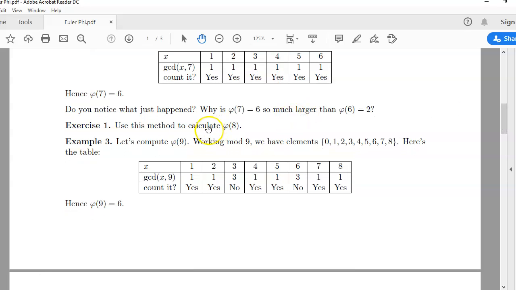So what I want you to do for the first question on the Canvas quiz is do this tabular method right here to compute phi of 8. All right, so do this tabular method to compute phi of 8.